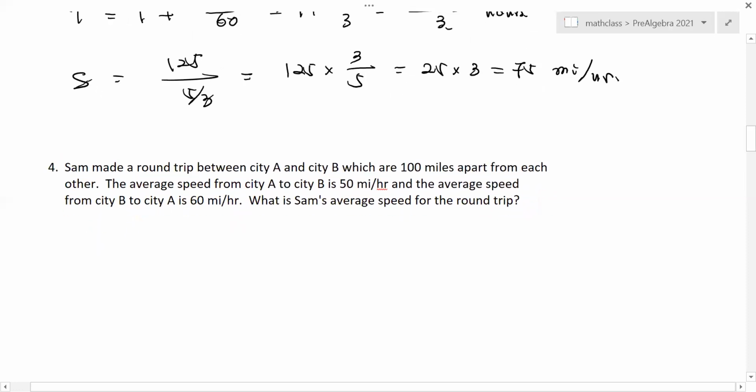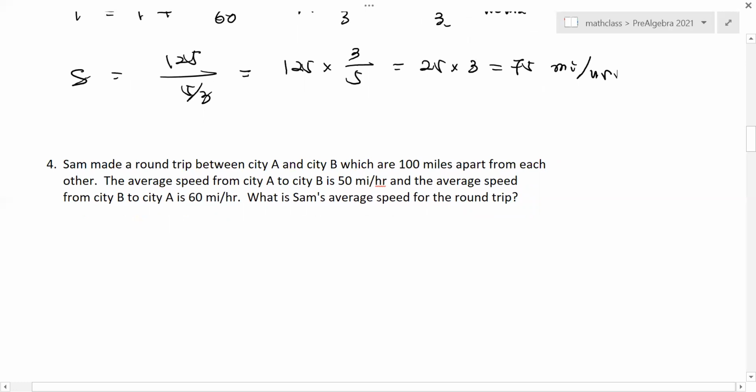Now this one is a little bit difficult, maybe. Okay, same method. A round trip between city A and city B, which are 100 miles apart from each other. The average speed from city A to city B is 50 miles per hour. And the average speed from city B to city A is 60 miles per hour. What is the average speed for the whole trip? Yeah, this is a little bit tricky problem.